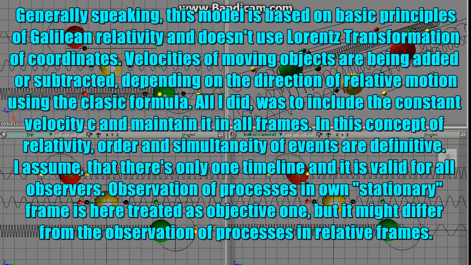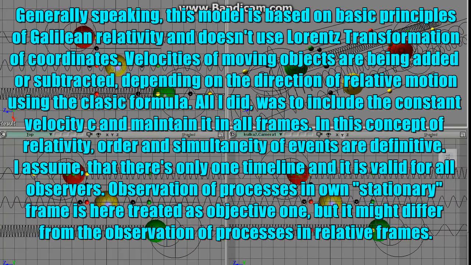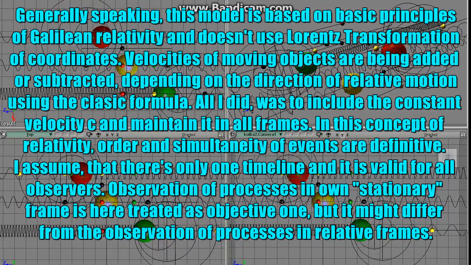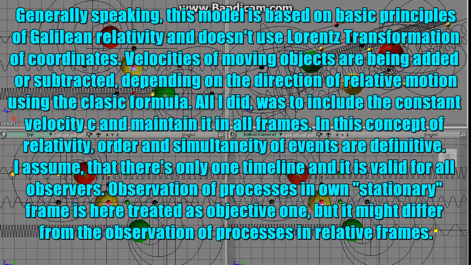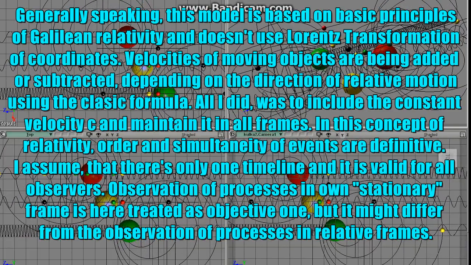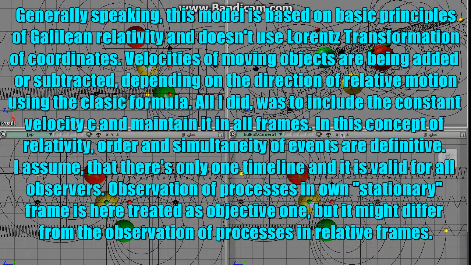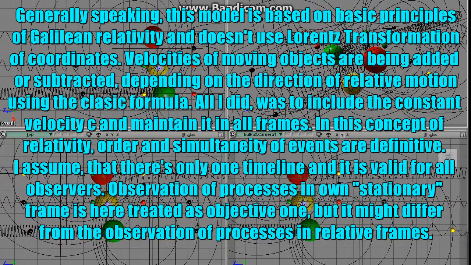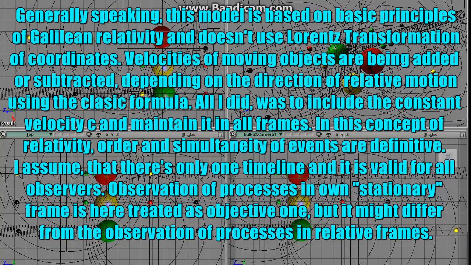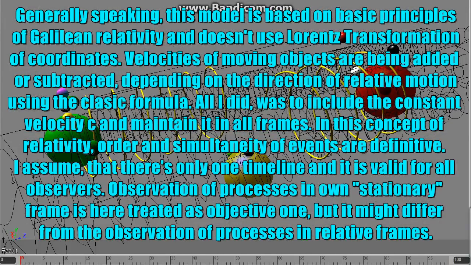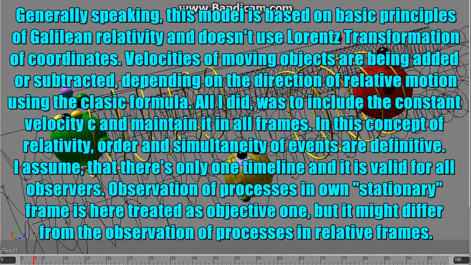Generally speaking, this model is based on basic principles of Galilean relativity and doesn't use Lorentz transformation of coordinates. Velocities of moving objects are added or subtracted depending on the direction of relative motion, using the classic formula. All I did was include the constant velocity c and maintain it in all frames. In this concept of relativity, order and simultaneity of events are definitive. I assume that there is only one timeline and it is valid for all observers.